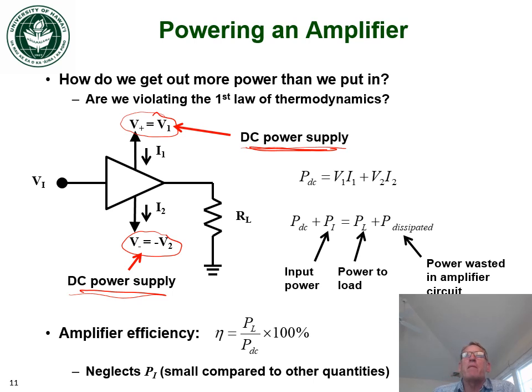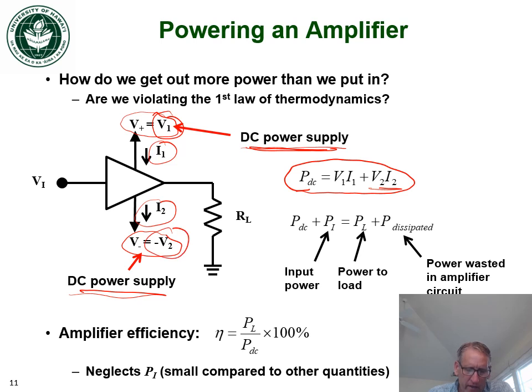So if we're to talk about the DC power dissipation, it's V1, I1, where V1 is the positive DC supply and I1 is the current coming out of that supply, and V2 and I2 are the current going into the DC supply, V2, the voltage associated with the negative supply. So that would be the DC power.